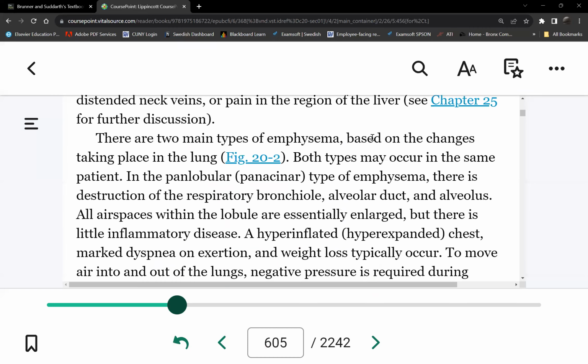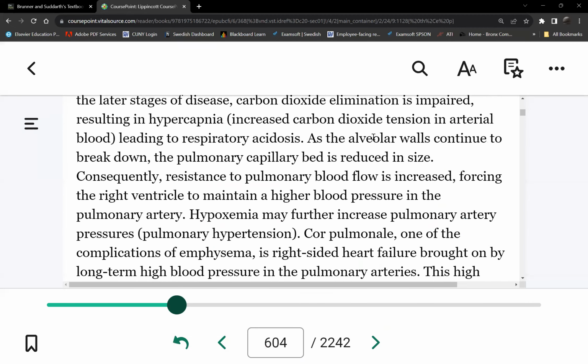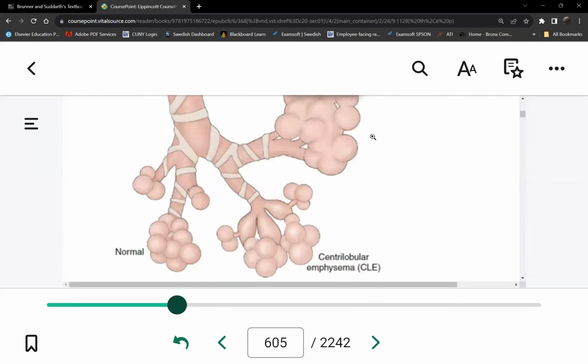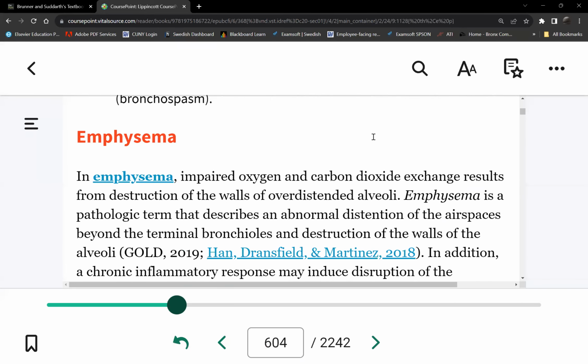Now, most people who smoke have both. They will have chronic bronchitis and/or emphysema. So they get both conditions. So what happens in emphysema? Let's talk about the normal physiology first.